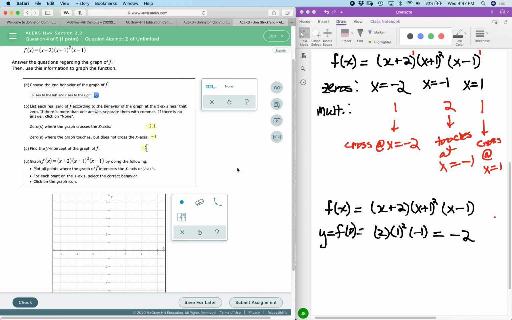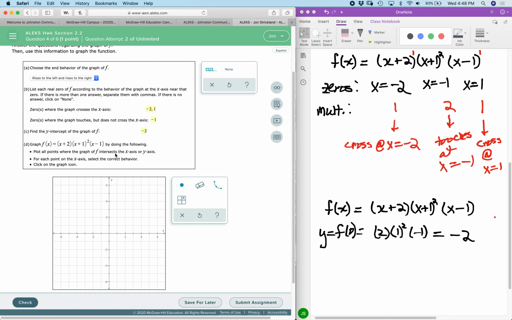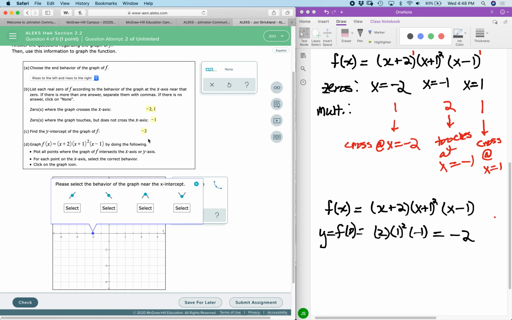Now, in the case of graphing, it says to graph this function by plotting all the points where the graph of f intersects the x-axis or y-axis. So we have our x-axis points, we have at -2. In the case of the end behavior, again, you had rising to the left and rising to the right.